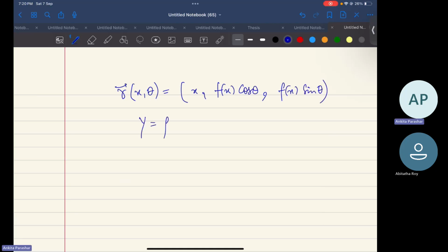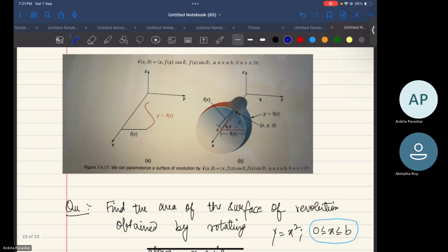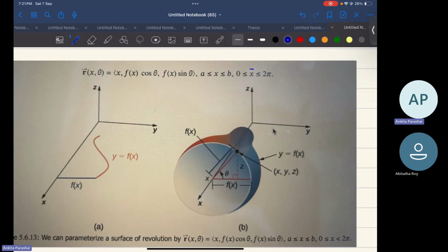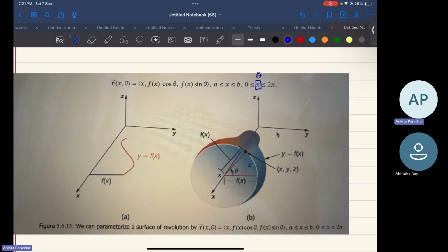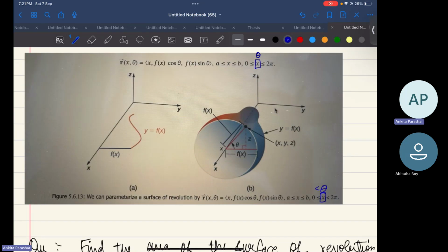And here y equals f(x) equals x square. Yeah, this is the graph. So the revolution coordinates are going to be... this relation is valid when we are rotating around the x-axis, because then only we are fixing x, right? Yeah, you're right. There is a slight typo. It should be theta, theta from 0 to 2 pi. Again here, theta from 0 to 2 pi.